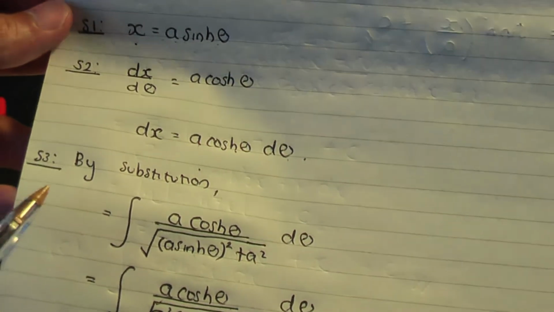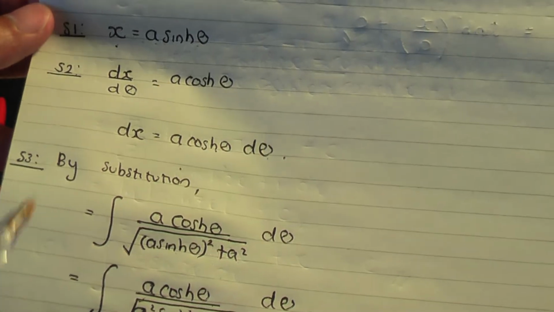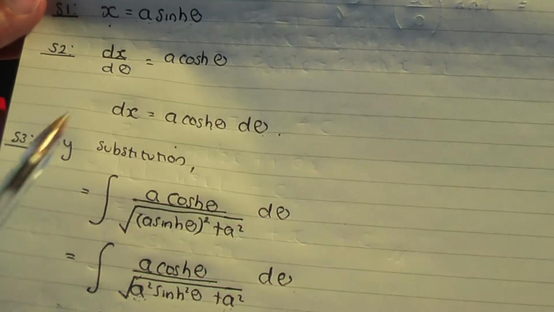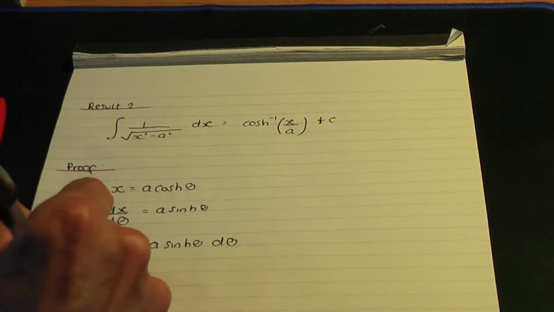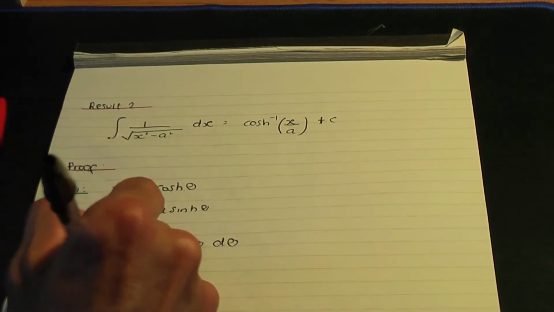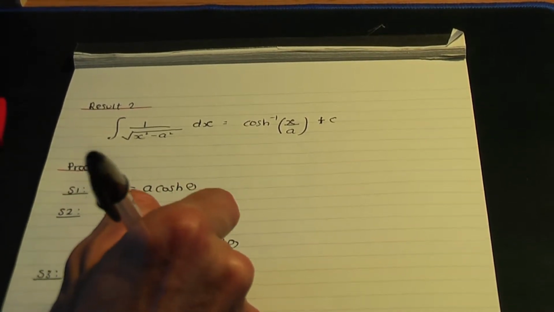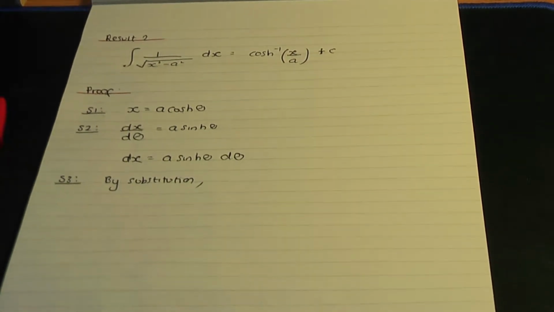Okay, step number 3 is using the method of substitution. So replace the existing variables by the new variables theta and d theta. So let's have a look over here. So in step number 3, by substitution. Okay, so I hope you can see that.